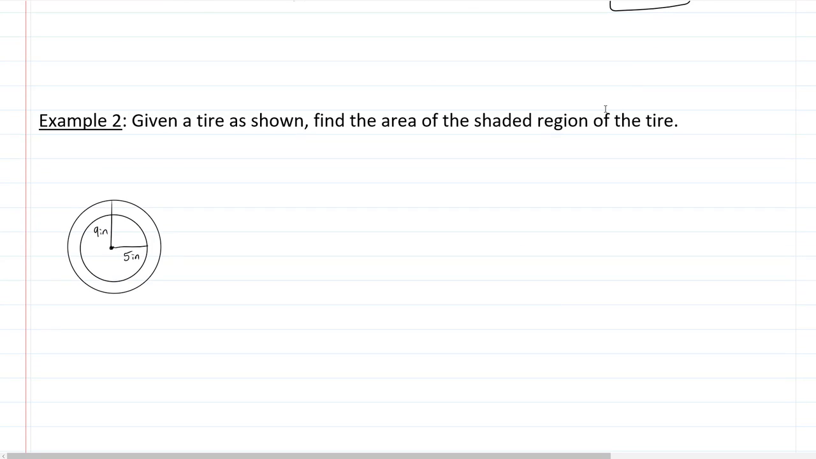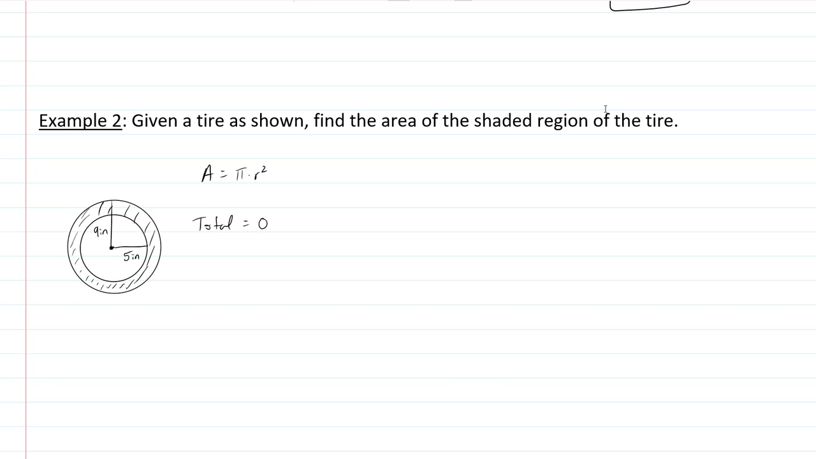Let's look at another example. Given a tire as shown, find the area of the shaded region of the tire. So the actual tire. So remember, the area of a circle is pi times r squared. So given this formula for the area of a circle, we calculate the area of the outer and we subtract the area of the inner because that's missing. So total is equal to outer minus inner.